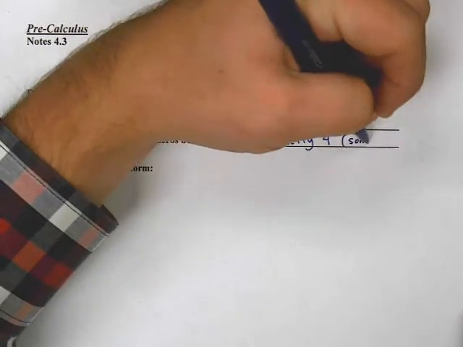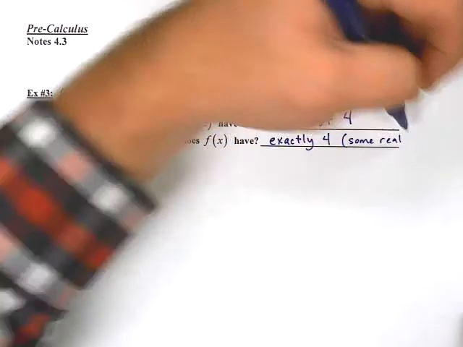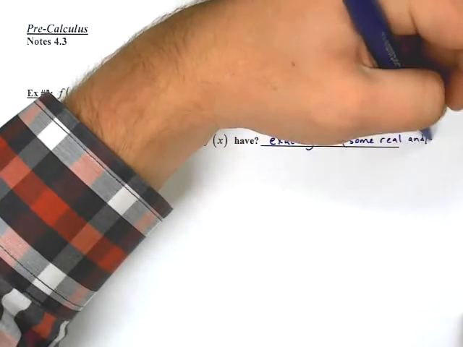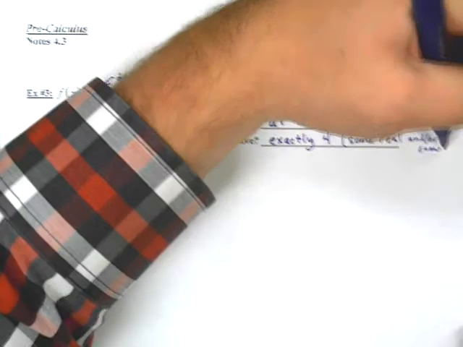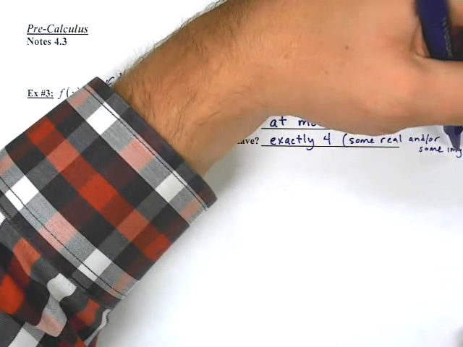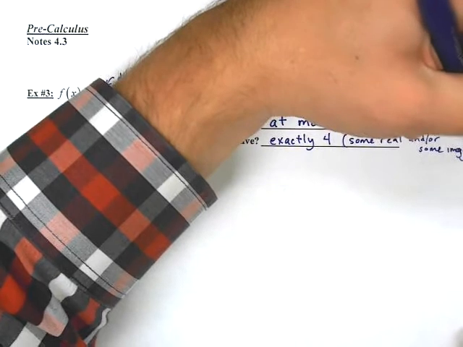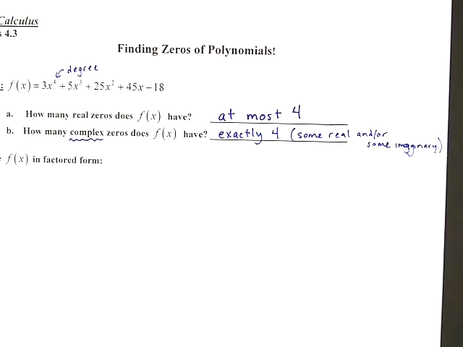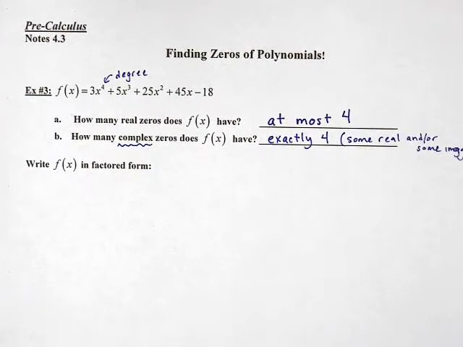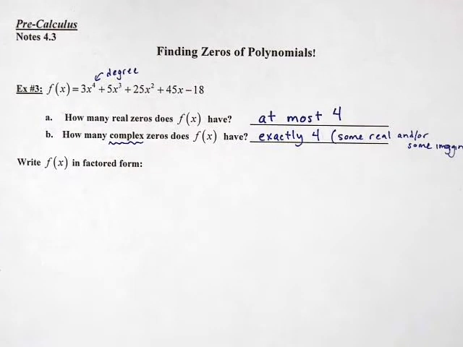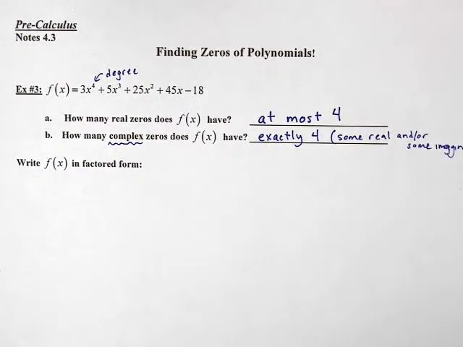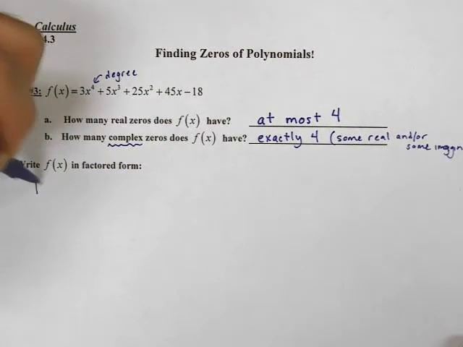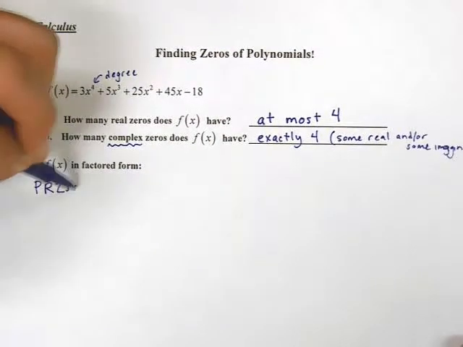What do we know about them? Some real and or some imaginary. Oh my gosh, I can't spell imaginary. Sorry. Alright, some real and or some imaginary. So, let's take a look at this function up above, 3x to the 4th plus 5x cubed plus 25x squared plus 45x minus 18, and I know that I want to get some PRZs.